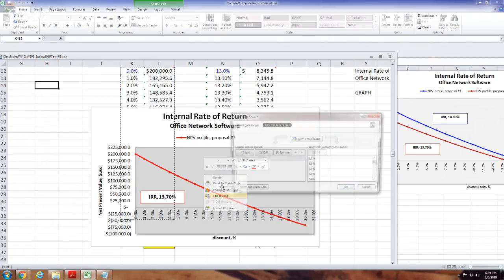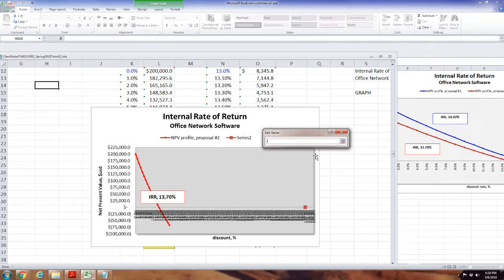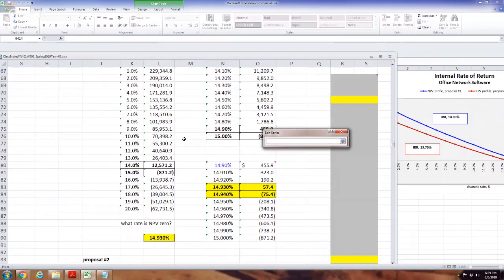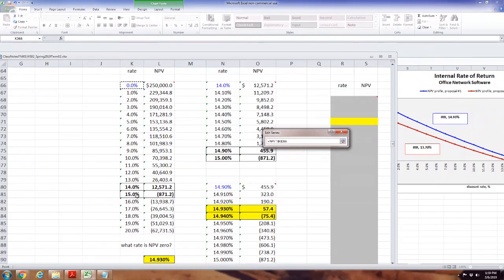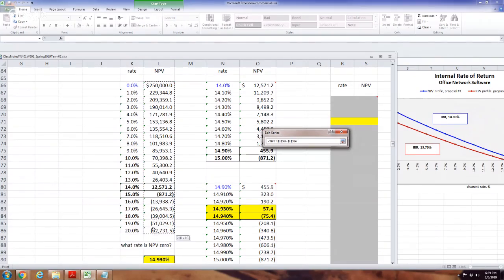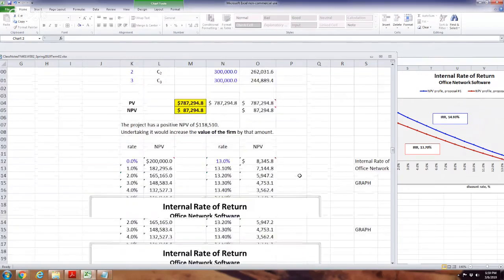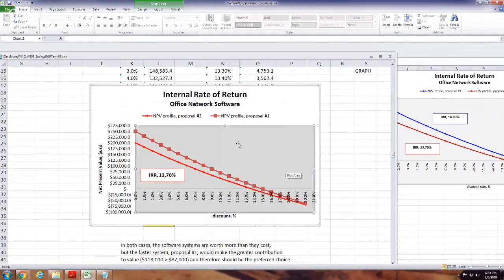Right click, select data. You want to add your new X, which is proposal 1. Your new Y is also proposal 1. And while you're here, just might as well label it MPV file, proposal number 1. Hit OK, hit OK. And there's another one. Okay, there you go.